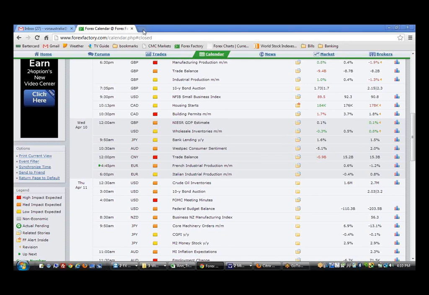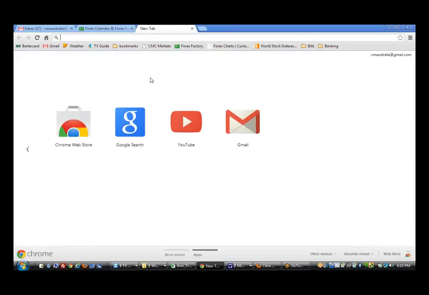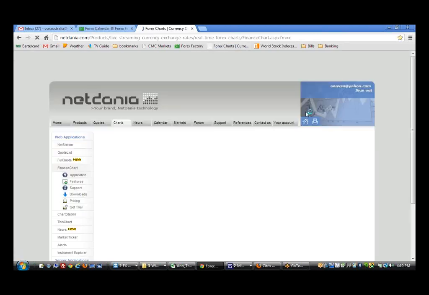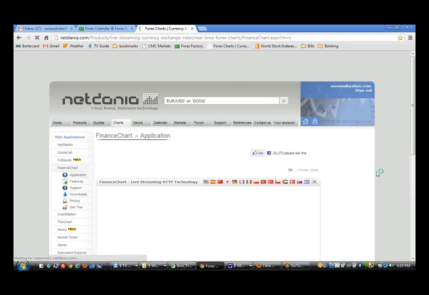Okay, so the next step is to look at the DXY. The DXY is the US dollar index. What I use here is the Forex Net Dania.